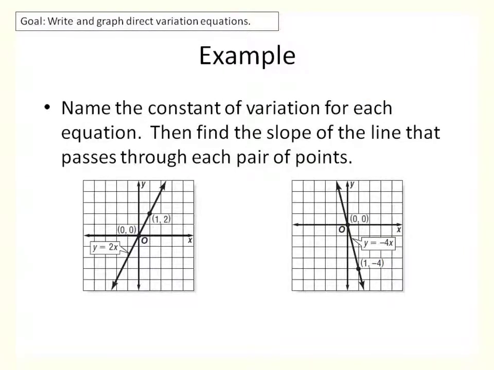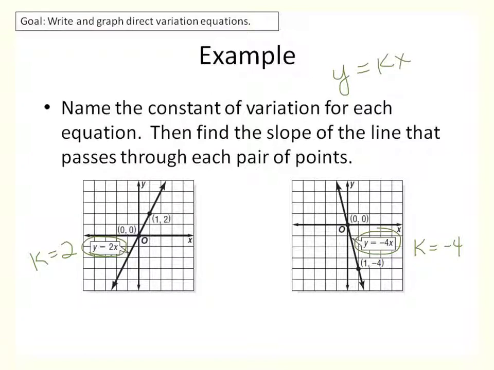So for these two graphs, we want to name the constant of variation for each equation. So looking at the equation, what's K? This side, K is 2, and this one, K is -4. Alright, so we're getting that from our equation y equals kx.